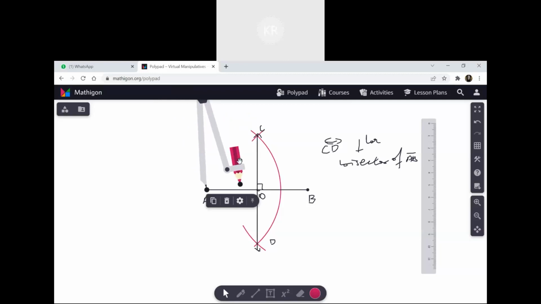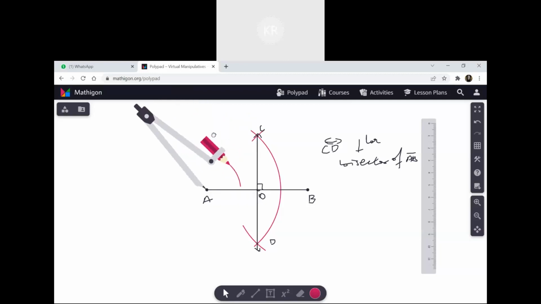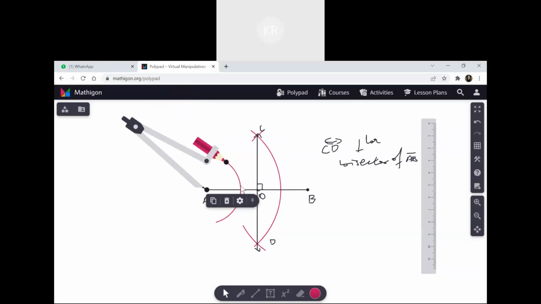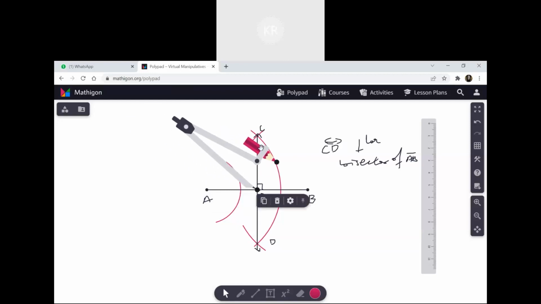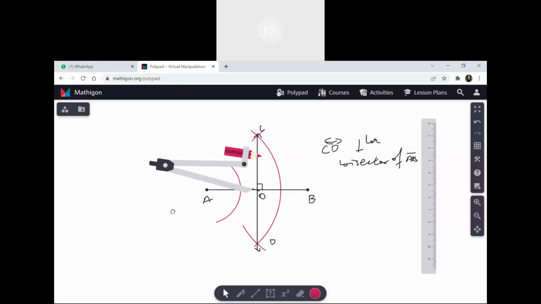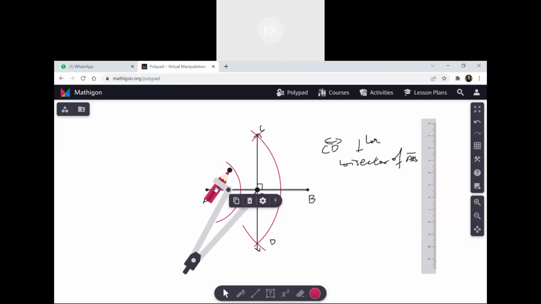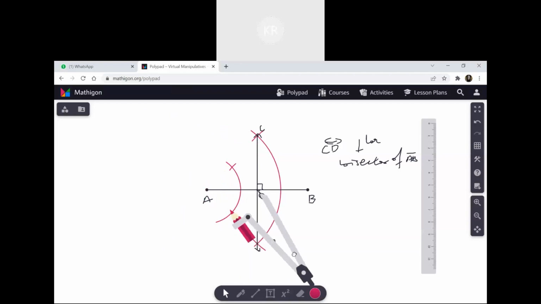So now I am taking the same way. See, I made AO, I will perpendicular bisect the AO. Where AO equals OB, you know, here I am making the perpendicular bisection of AO. See this? Now it is 4 equal parts.